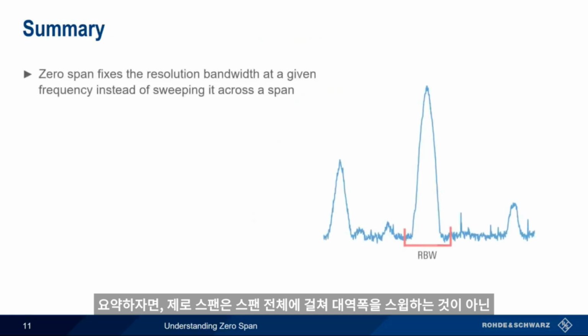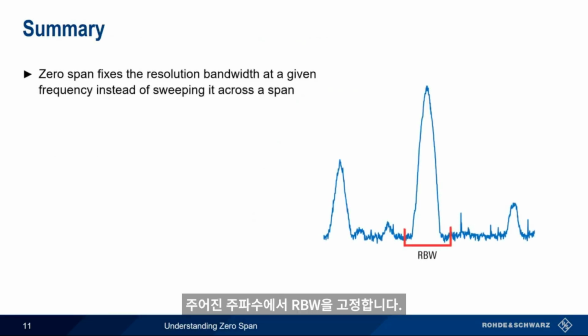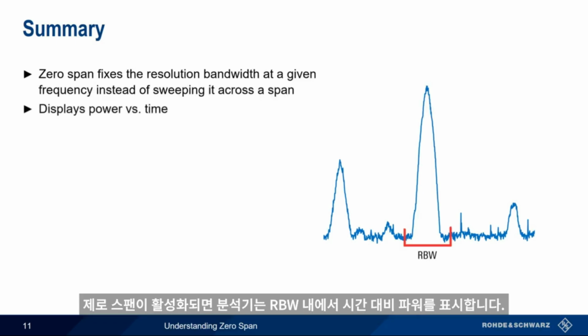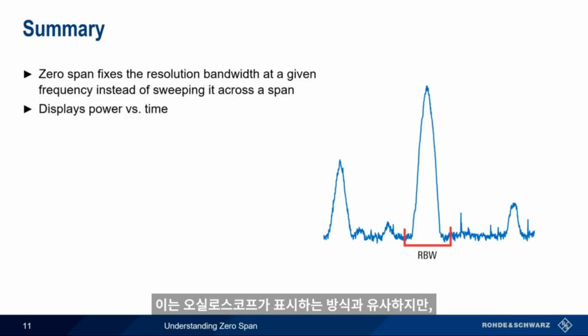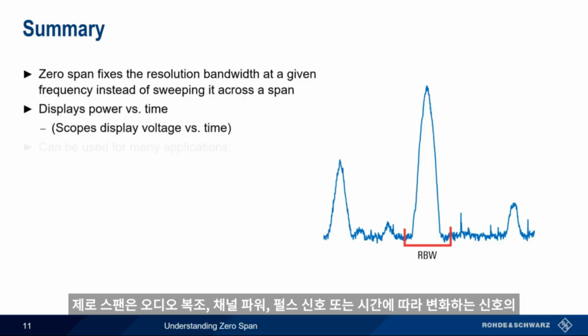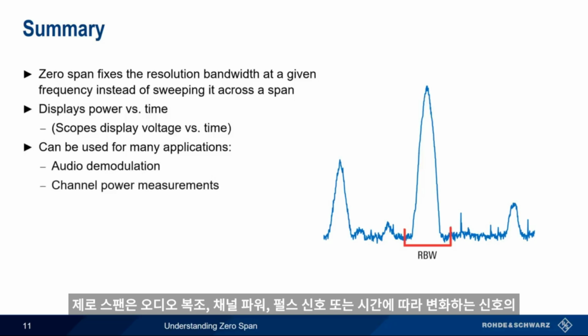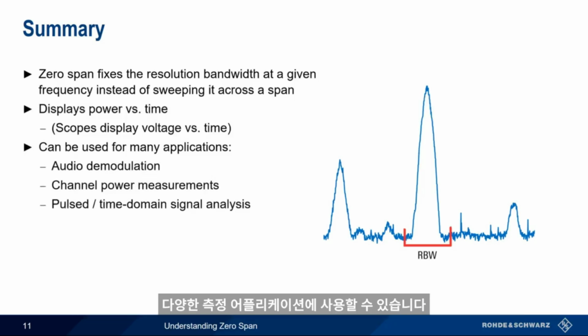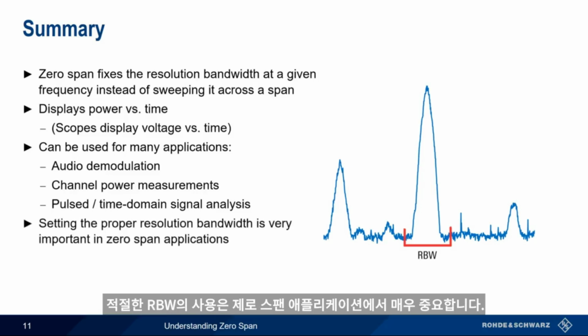In summary, zero-span fixes a resolution bandwidth at a given frequency instead of sweeping it across a span. When zero-span is enabled, the analyzer displays power versus time within the resolution bandwidth. This is similar to how an oscilloscope displays information, but remember that scopes typically display voltage, not power, as a function of time. Zero-span can be used for many different applications, such as audio demodulation, channel power measurements, and analyzing or measuring the envelope of pulsed or other time-varying signals. And don't forget that using the proper resolution bandwidth is of critical importance in any type of zero-span application.